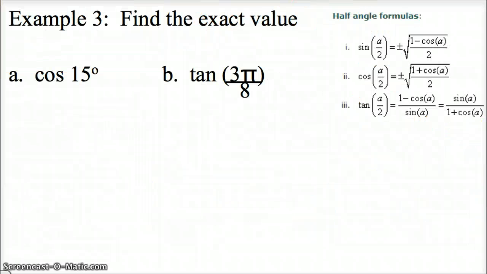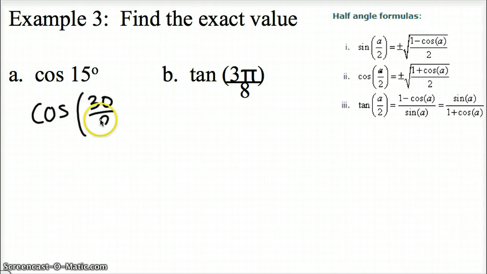So here we have 2 more examples. We're trying to find the exact value, and they are half-angle formulas. So 15 degrees is not your alpha for your formula. It's actually your alpha over 2. So we can rewrite 15 degrees as 30 divided by 2. So in this case, our alpha that we're going to work with here is 30 degrees.